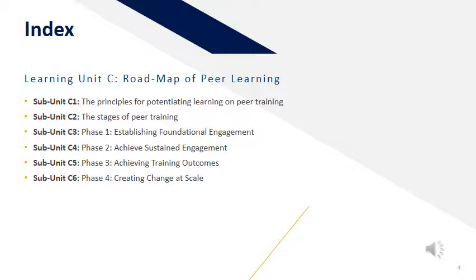In subunit 3, we'll talk about the first phase for creating a peer training exercise, which would be establishing foundational engagement. In subunit 4, we'll talk about the second phase, which would be to achieve sustained engagement. In subunit 5, we'll talk about the third phase, which would be achieving training outcomes. And finally, in subunit 6, we'll talk about phase 4, which would be to create change at scale.